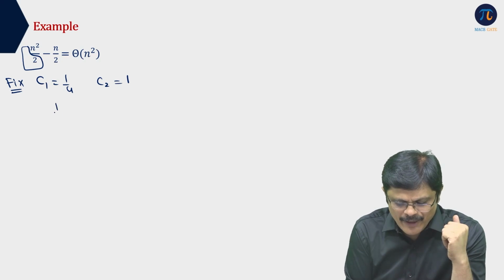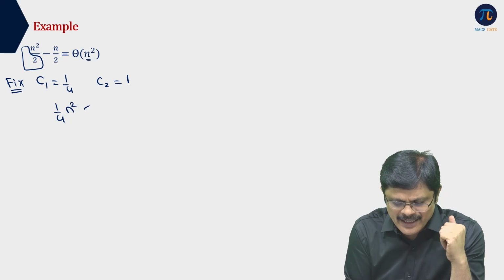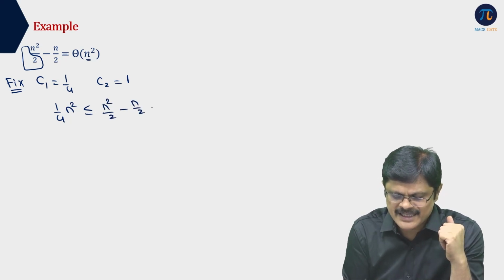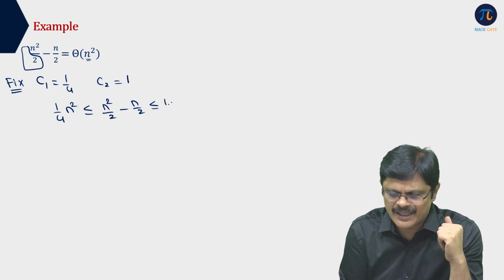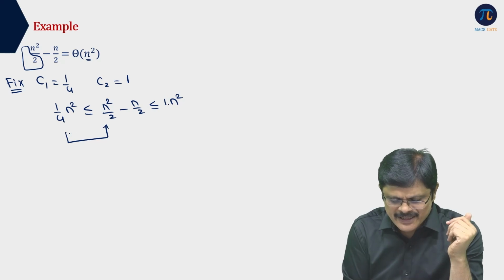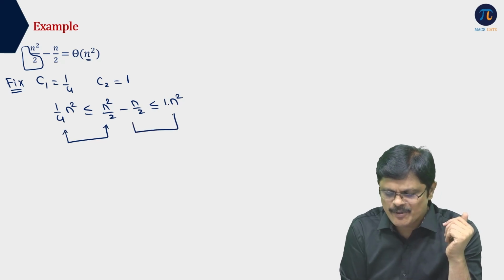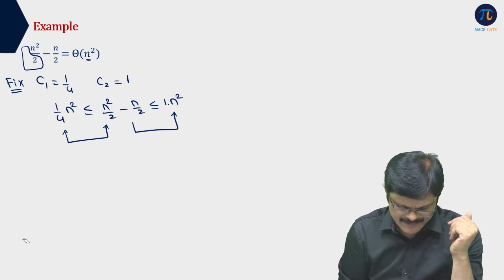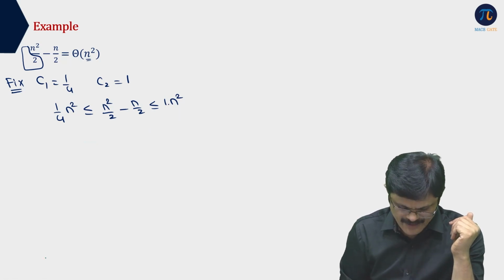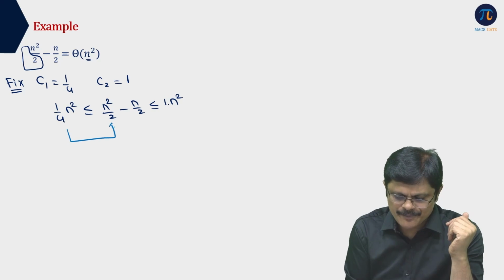That is, 1 by 4 into n square, where g(n) means n square, is less than or equal to this function n square by 2 minus n by 2, which is less than or equal to 1 into n square. See, anyhow you are going to solve two problems separately. This one you solve, and this problem you solve separately. Let us use different colors. So first let us solve this problem.